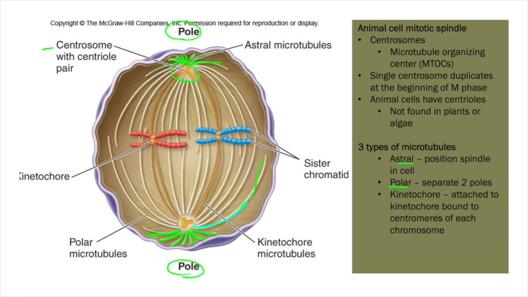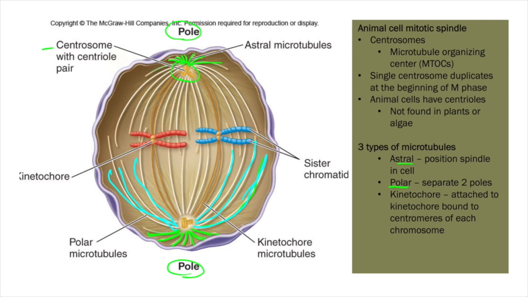So our polar microtubules are used to actually create the separate poles of the cell. What these do is push against each other and elongate the cell in preparation for final division. Remember, this is all still occurring within our cytoplasm.